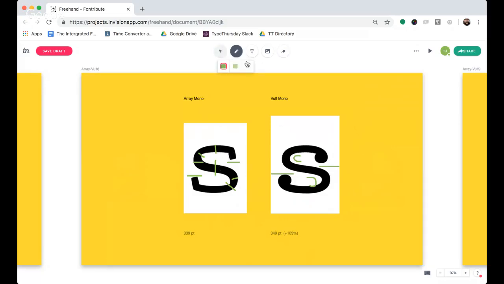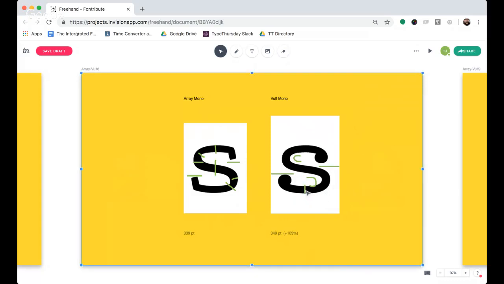Let's investigate if that was done also for the Vulf Mono S. I have a sinking suspicion that's not the case. I think they might be equivalent. Oh, I stand corrected. It was slightly done on the top. Let's find out if that was done on the bottom.